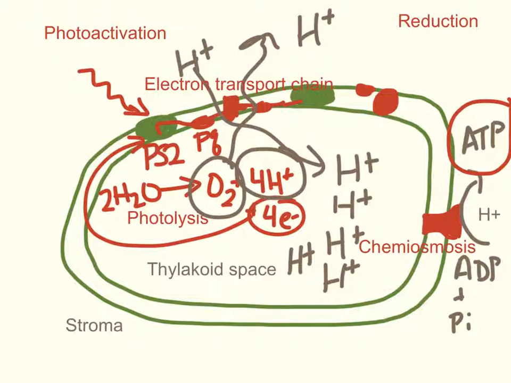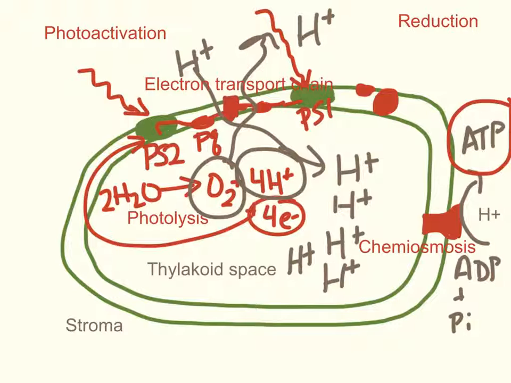Next, we have an additional photoactivation. This time we are activating photosystem number 1. And so the light energy is going to come down and hit the chlorophyll molecules in photosystem number 1. And that is again going to pass that energy on to chlorophyll molecules in the reaction center, which raises an electron to a higher level. And this process is called photoactivation.